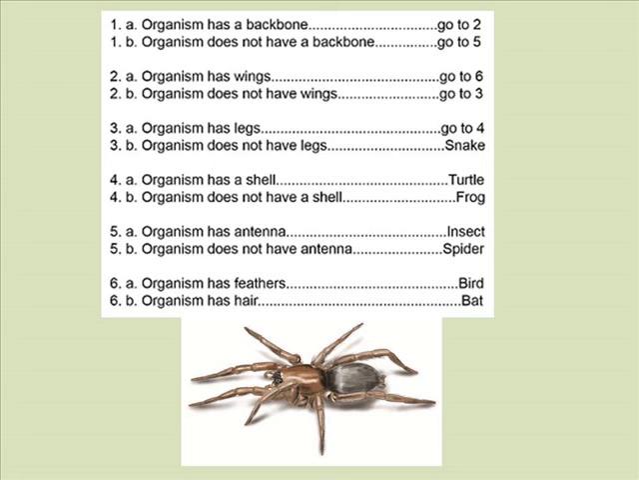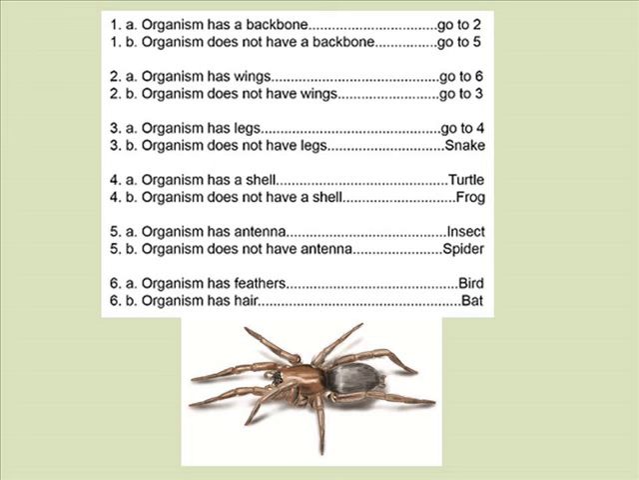So we're going to start at step 1 at the top. Does the animal have a backbone? Does the animal not have a backbone? So the animal in question, that's in the picture, does not have a backbone. So we're going to go directly to step number 5. We don't need to stop at 2. You don't need to stop at 3. You don't need to stop at 4. It tells you to go to 5, so you need to go directly there.